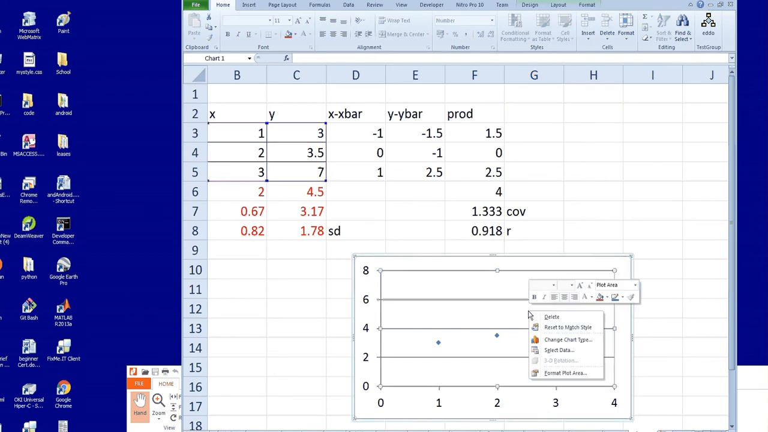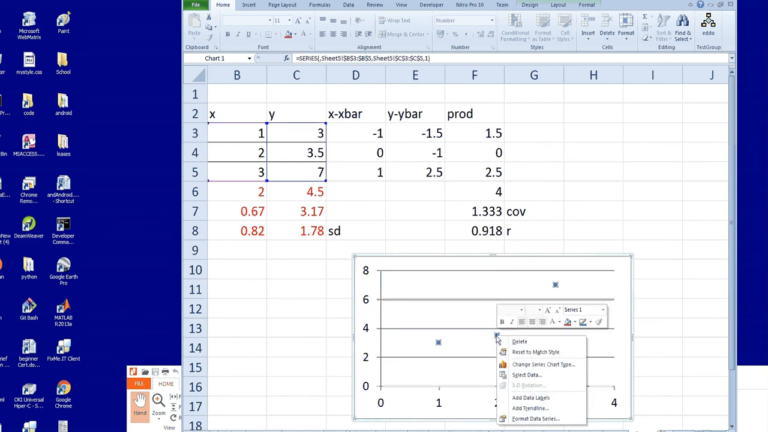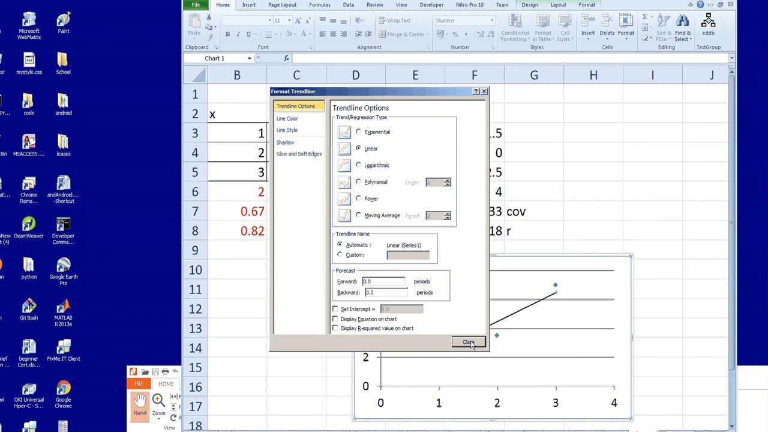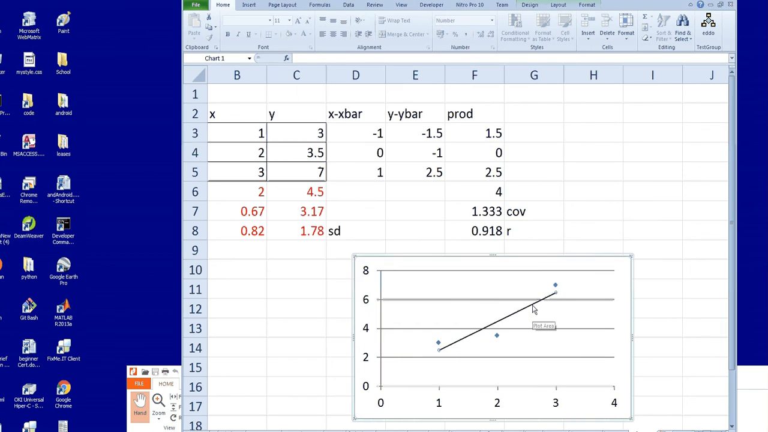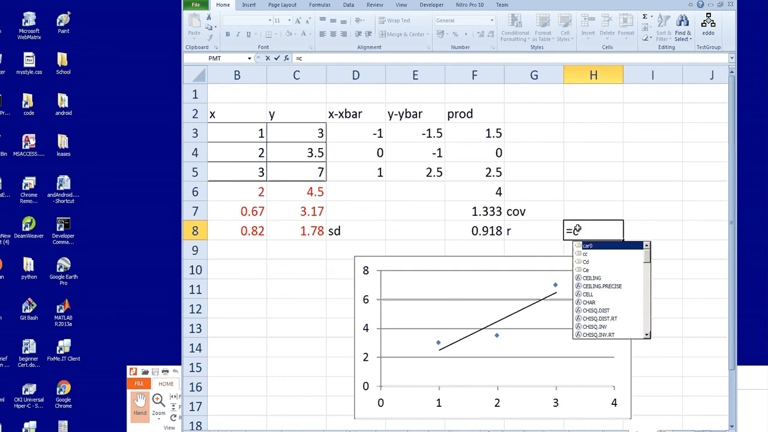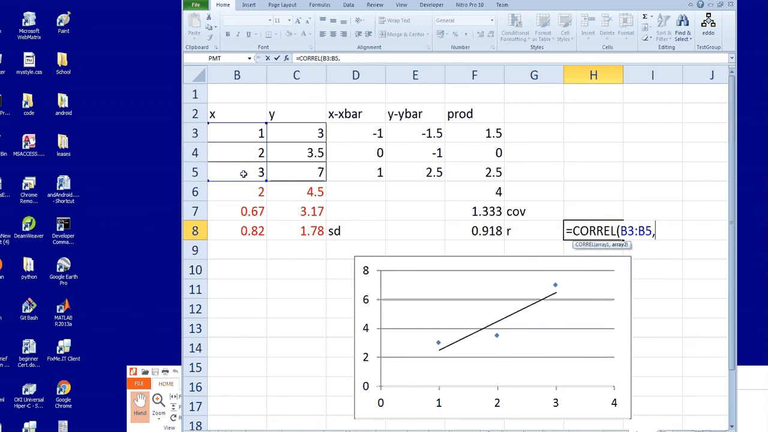Speaking of trend, I think we can actually add a trend line, and we'll talk about the actual equation of that when we talk about regression. And as usual, there's an easier way of doing this, using the Excel formula CORREL, and then we just highlight the first lot of data, a comma, highlight the second lot of data, and then close it off, and then you can see that they're the same.